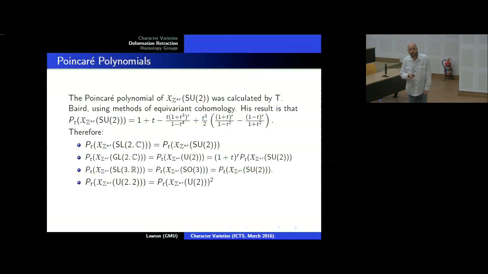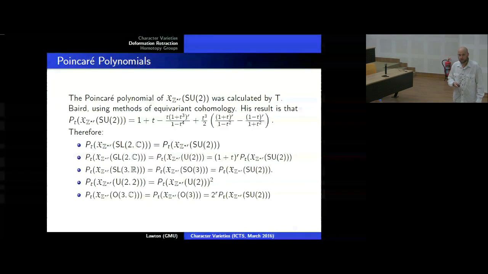But then we can go more. So U2 times U2 has maximal compact U2 cross U2. We already calculated the U2 one, so now we just square it. And O3C has maximal compact O3R, but then O3R is related to SO3R by just having two components, so you get a 2 to the r factor. And then we know SO3 is SU2, so we just get back to the SU2 part. And the list goes on. I'm not going to keep going, but there are lots of other examples you can get to. So we get lots of Poincare polynomials for lots of free group character varieties, just from one example and this deformation retraction theorem.